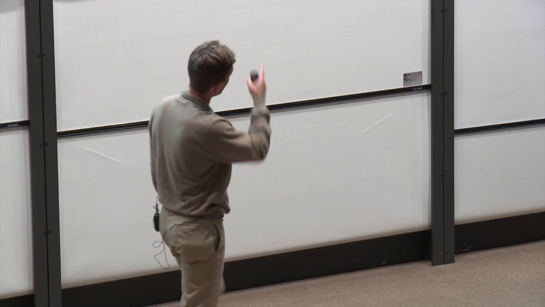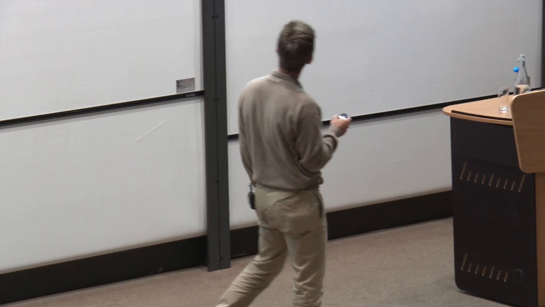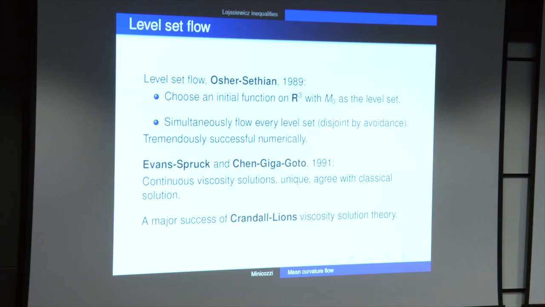So this was implemented theoretically by Evans and Spruck and Chen-Giga-Goto in 1991. They proved that the equation you get, which is a nonlinear degenerate parabolic equation, admits continuous viscosity solutions. These solutions are unique, and so this is a notion of weak solution. If a smooth flow exists, you'd like it to match up, and they show that's exactly the case. So if you have a classical flow, then these weak solutions do agree with the classical flow for as long as it's defined. So this is the theory of viscosity solutions.